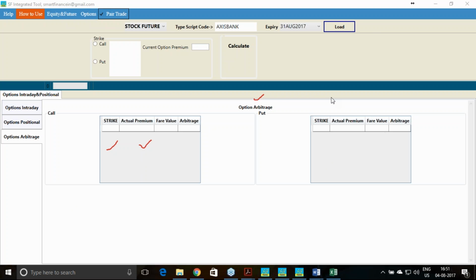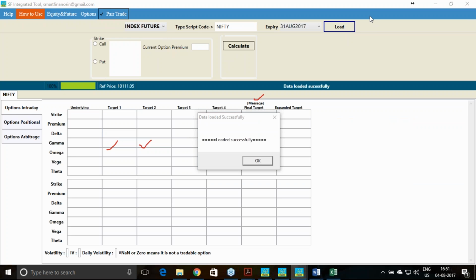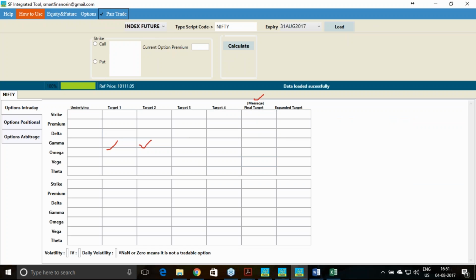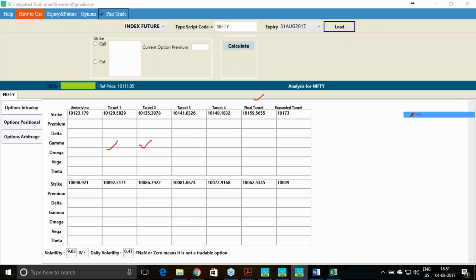Option for intraday, whenever you are taking it, this is also quite easy. Just load the data first. Load the data. How will you do option intraday? First load the data. After that, calculate where the uptrend is formed. Where the uptrend is starting: 10,123. Where the downtrend is starting: 10,100, 10,098.92. Currently the price is at 10,111. So if I compare, I am 13 points above the downtrend and 12 points below the uptrend. This is the situation I am in.